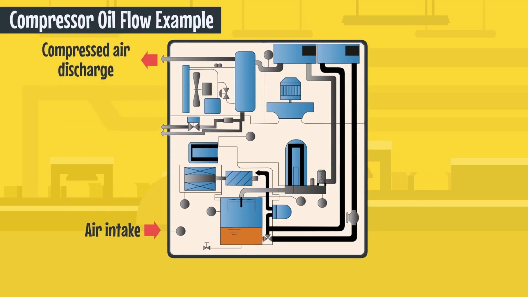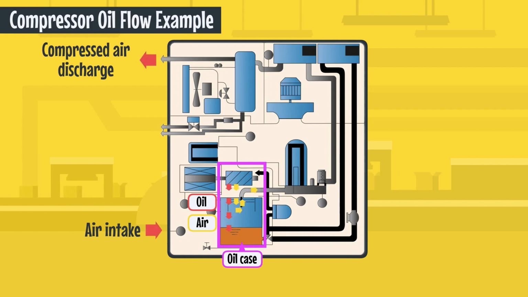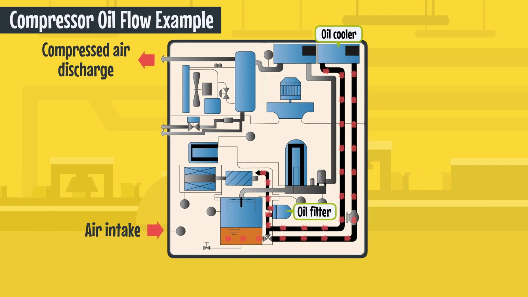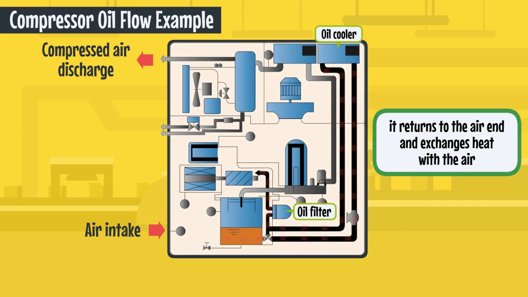This diagram shows the flow of oil in the compressor. The oil that has exchanged heat with the compressed air is discharged from the air end together with the compressed air, but most of it is separated into compressed air and oil in the oil case. The oil accumulated in the oil case is cooled by the oil cooler, and after the impurities are separated by the oil filter, it returns to the air end and exchanges heat with the air that is being compressed again.